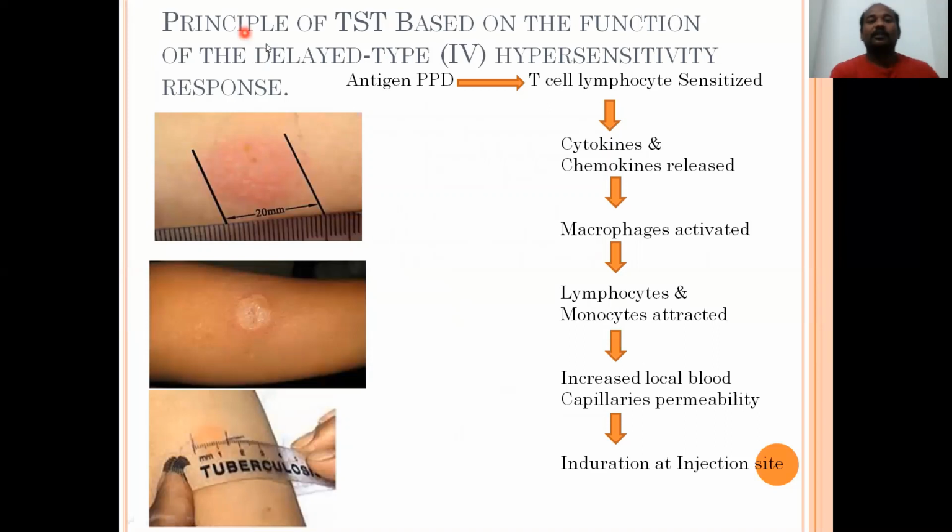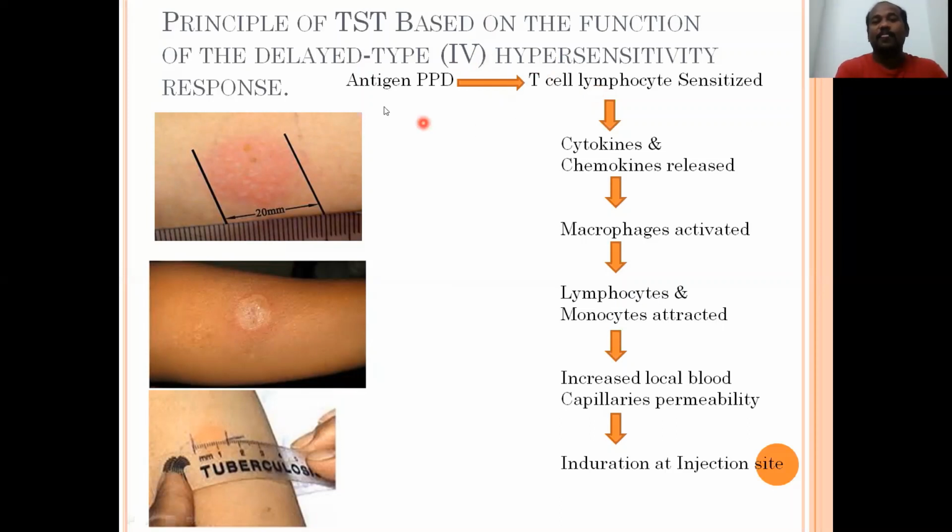The principle of the tuberculin skin test is based on the delayed hypersensitivity reaction. It is totally based on the delayed type hypersensitivity reaction. You know, type 1, type 2 and type 3 hypersensitivity reactions are related to antibody mediation. But type 4, or delayed type hypersensitivity reaction, is a cell mediated immune response.